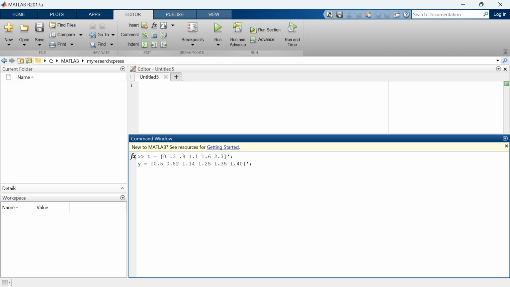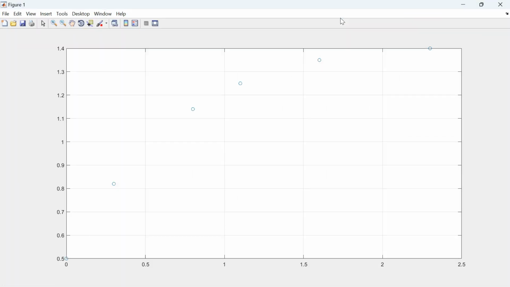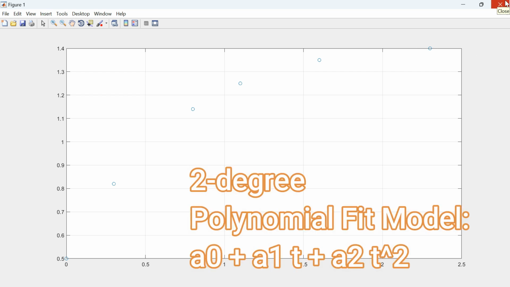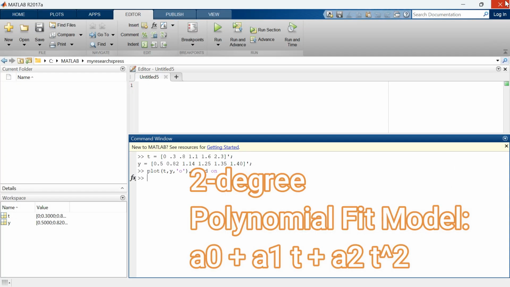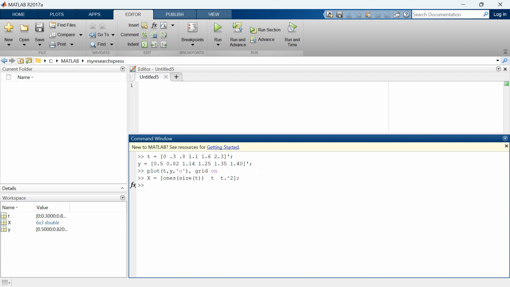Exponential fit. Let's say you measure a quantity y at various times t. The plot suggests that a polynomial function could be able to model the data. Consider the following two-degree polynomial fit model. You may calculate the unknown coefficients a0, a1, and a2 by typing this. The solution is found with the backslash operator. Therefore, the second-order polynomial model equations are as follows.